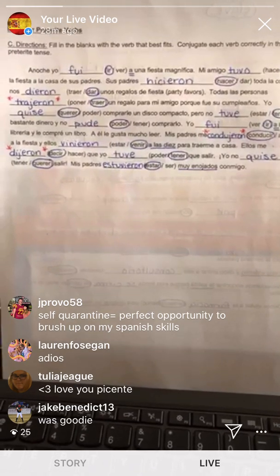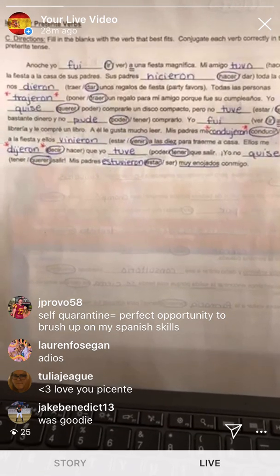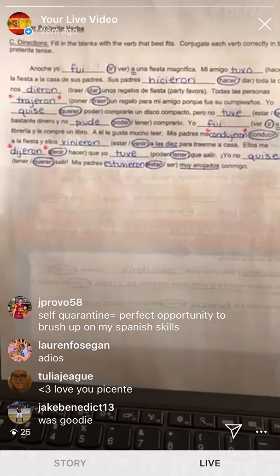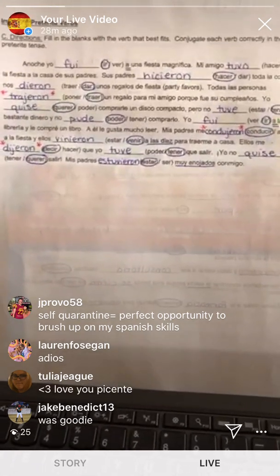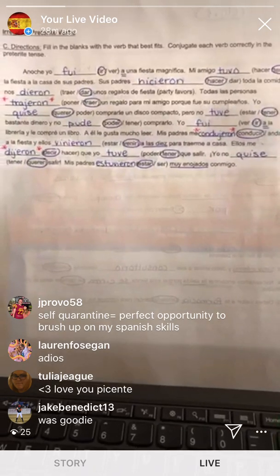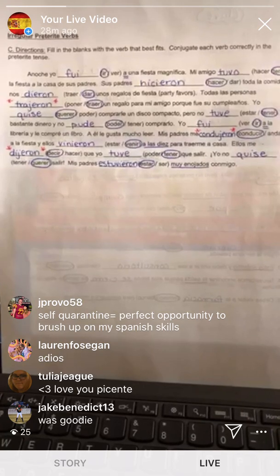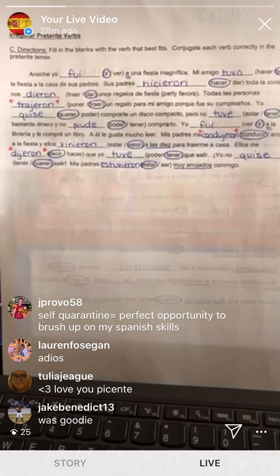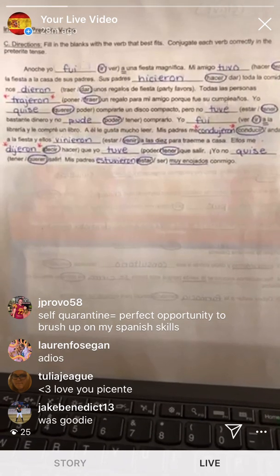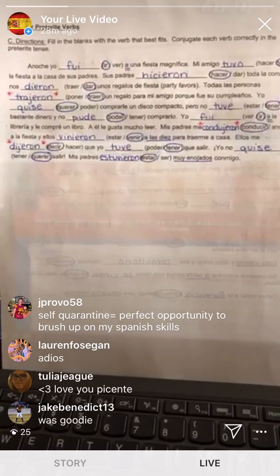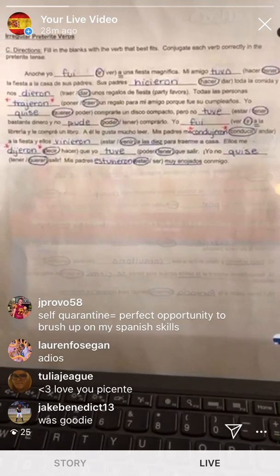Todas las personas trajeron. Now, that one is starred because it's a J verb, so I'm just reminding you that for the ellos form, there is no i in the ellos form for J verbs in the preterite. So all the people brought a gift for my friend because it was his birthday. I wanted to buy him a CD, but I didn't have enough money, and I wasn't able to buy it, is what that is saying.